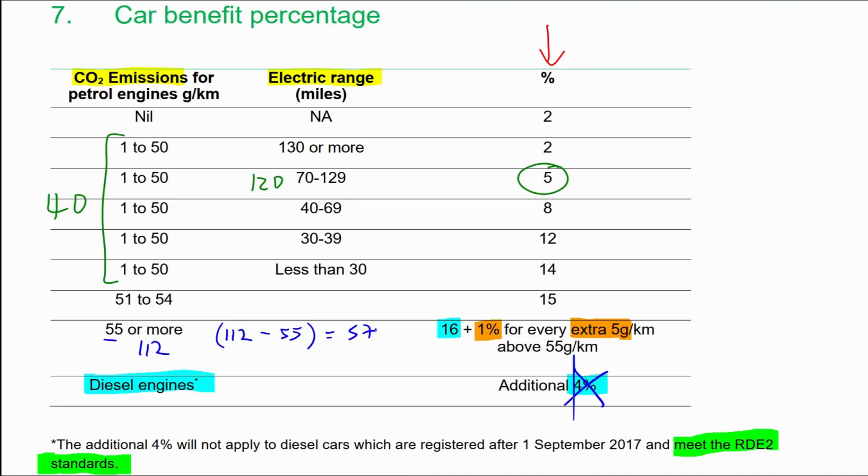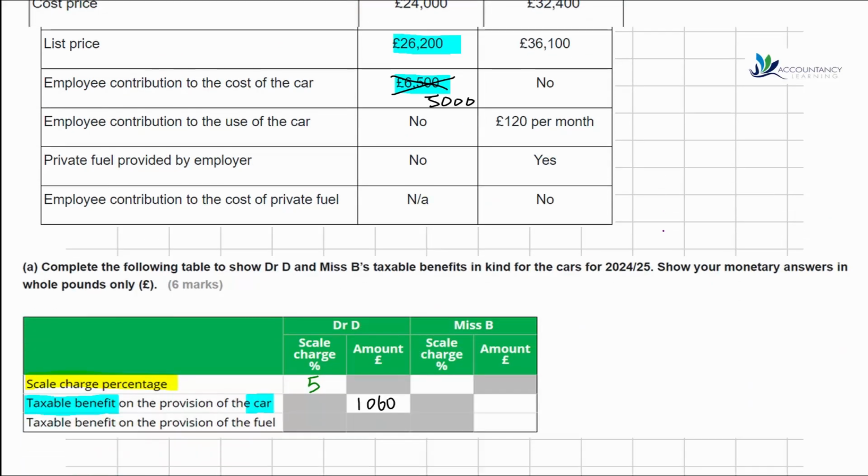And then what we want to do then, because we need to increase it by 1% for extra 5 grams, so if we divide that 57 by 5, that gives us 11 plus a remainder of 2. And it's the 11 that we're interested in because that's the number that we're going to use for our extra 1%. So in this case then, we've got our 16 standard plus an extra 11, so our scale charge is 27%. So we can put that into our answer now. Our scale charge is 27%.